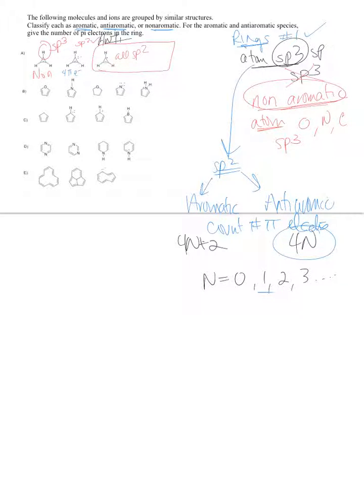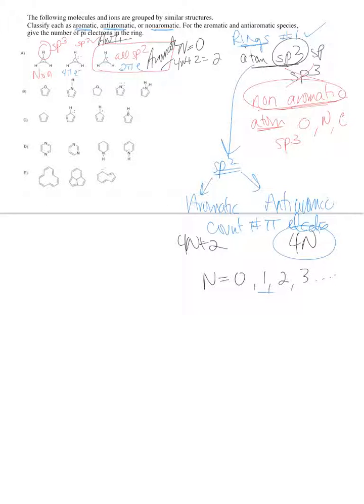And we have 2 pi electrons. And so if n equals 0, then 4n plus 2 equals 2. So this would be aromatic. Okay, so that's an aromatic system. Okay, going to the next one.